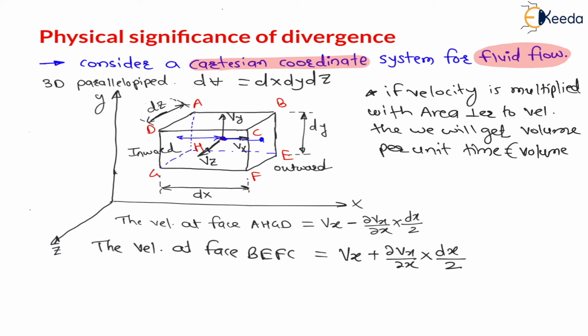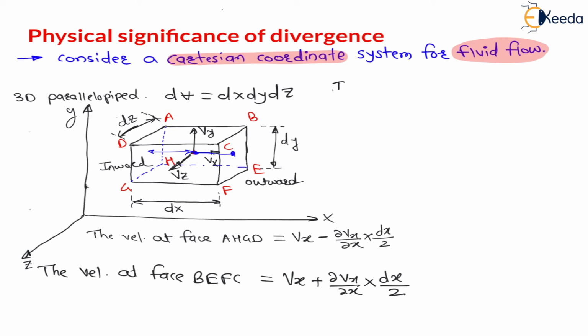or it is also called flux. The same is called flux. So my dear students, remember here, whenever any velocity is multiplied with its perpendicular area, then we will get volume flow rate, which is also called flux. So let us find here the inlet flux along x direction.